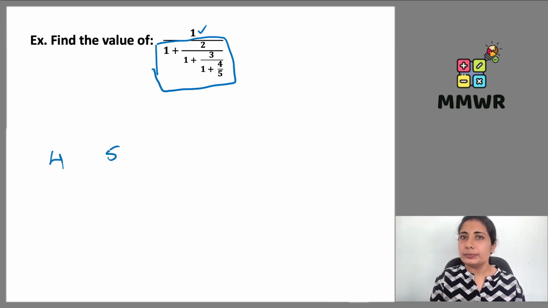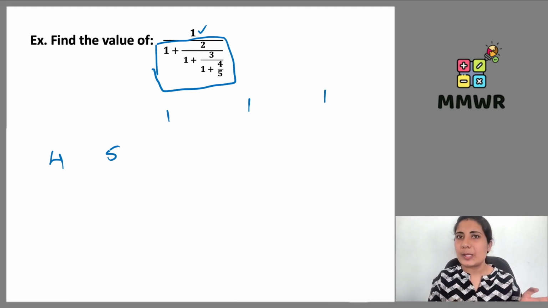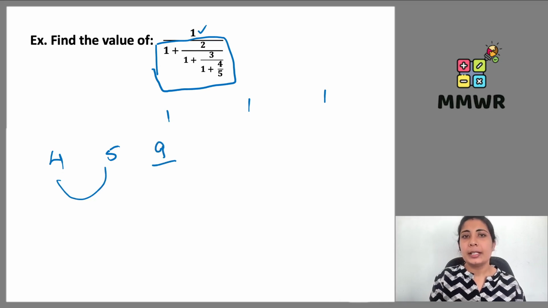4 upon 5. Then 1 1 1, no need to mention 1 1 1 plus plus plus also, because 5 ones are... multiplication by 1 is meaningless. We'll be getting the number itself, right? So 5 plus 4, 9. Denominator is 3 and 2. So 3, then 2. 5 plus 4, 9. This gives me 3 here.